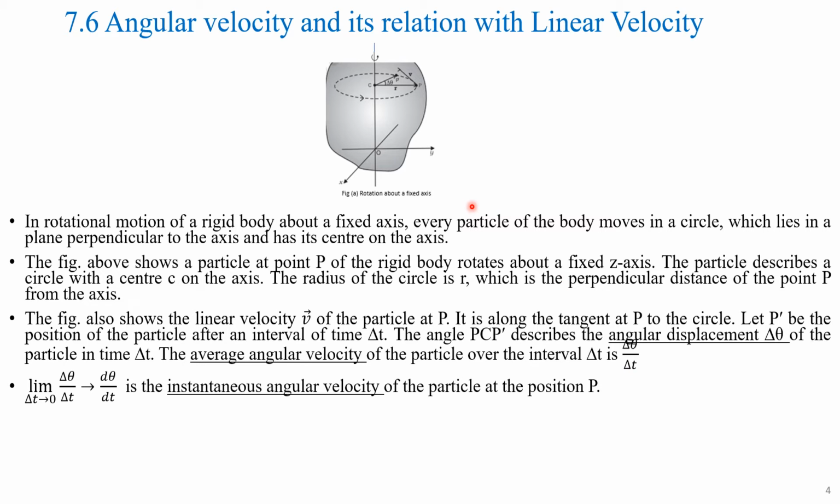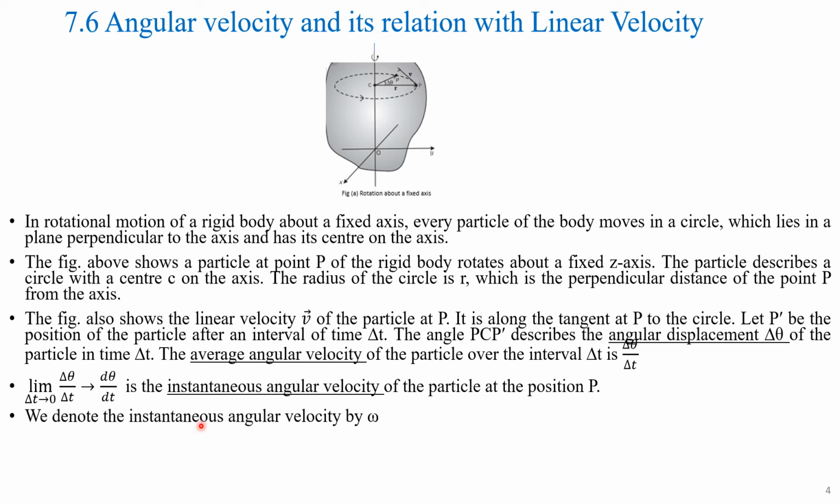To find the instantaneous velocity, we have to take the limit of this ratio. Therefore, limit of delta theta by delta t as delta t tends to 0 is given by d theta by dt. Please write it very carefully. Know the difference between delta theta and dt. Therefore, the ratio d theta by dt is the instantaneous angular velocity of the particle P at position P.